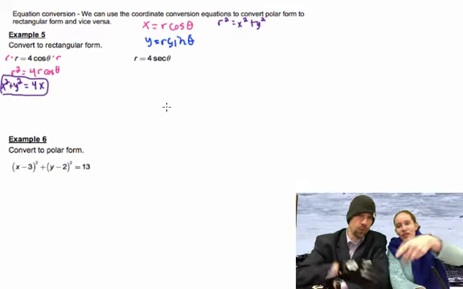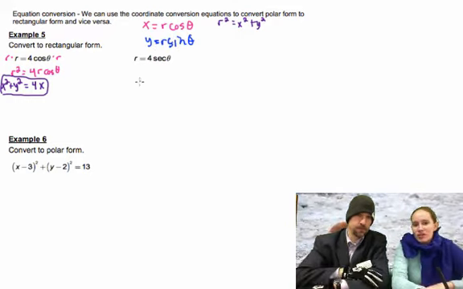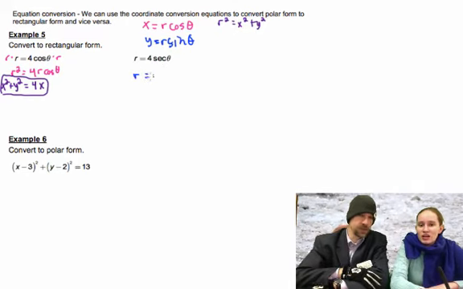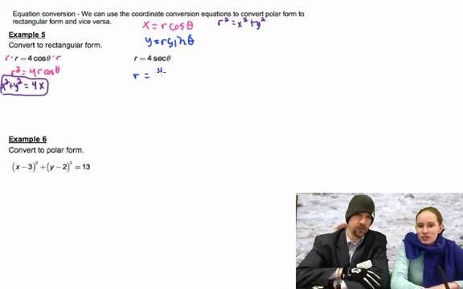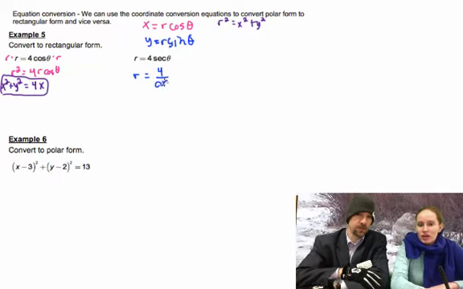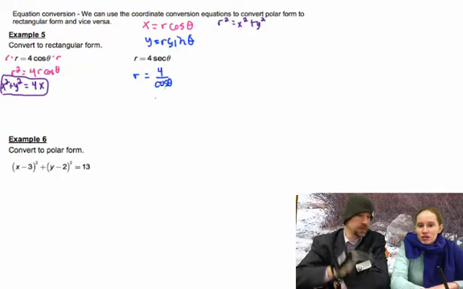We have r cosine theta and r sine theta, but we don't have anything with secant or cosecant. So secant is 1 over cosine, which is 4 over cosine. Okay, now here's an idea.